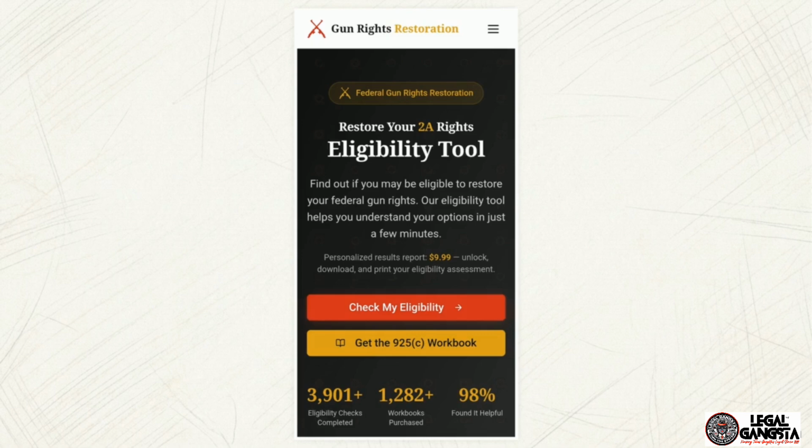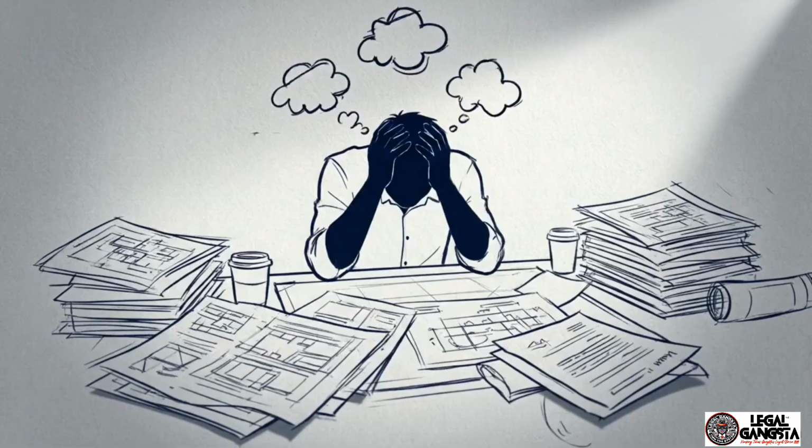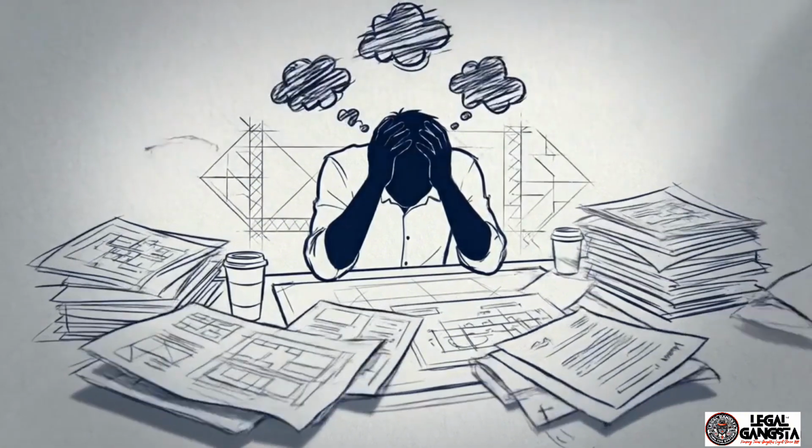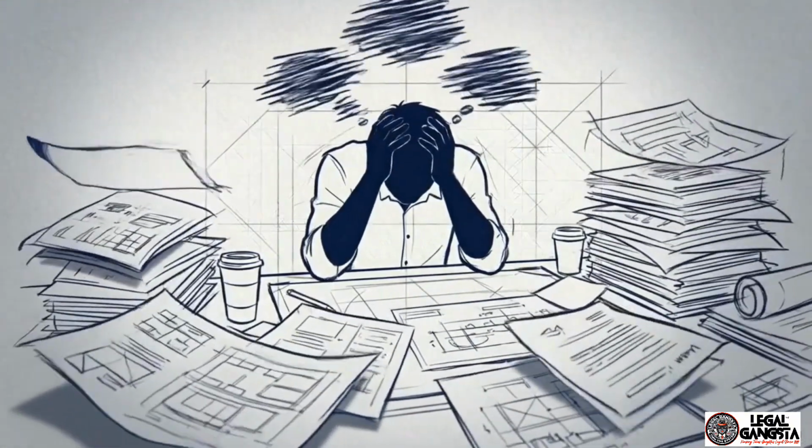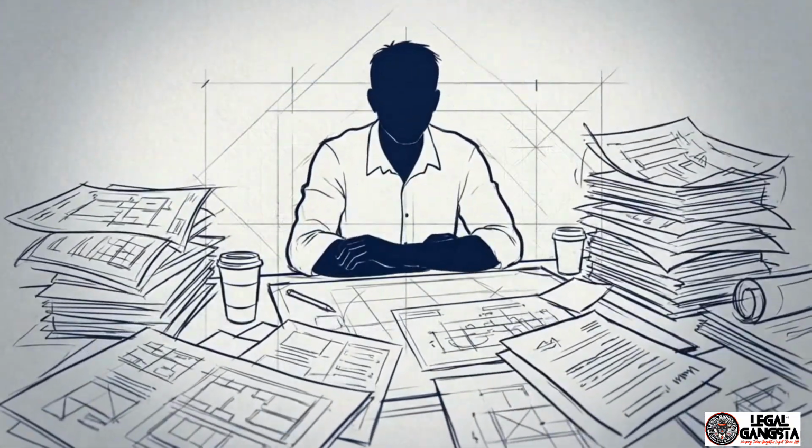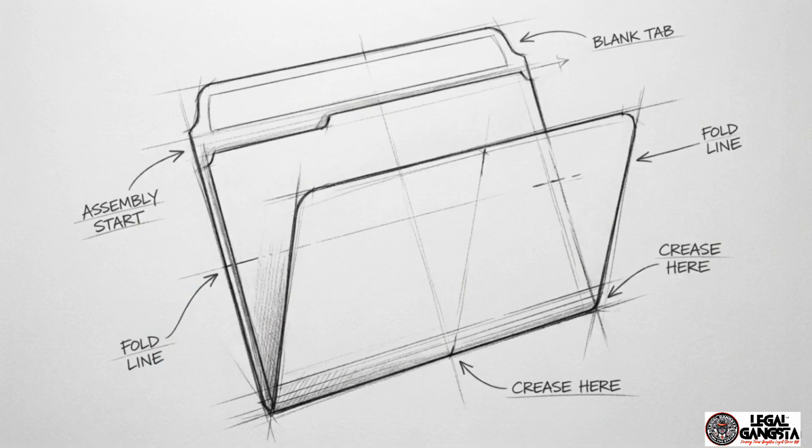To begin, navigate to fedgunrights.com to access the official digital eligibility tool. Once there, select the red Check My Eligibility button. The system will then generate a highly personalized assessment report for $9.99. Running this initial assessment confirms exactly where you stand, protecting you from wasting months of effort and resources if you are ultimately disqualified. If you are eligible, Step 2 is organization.